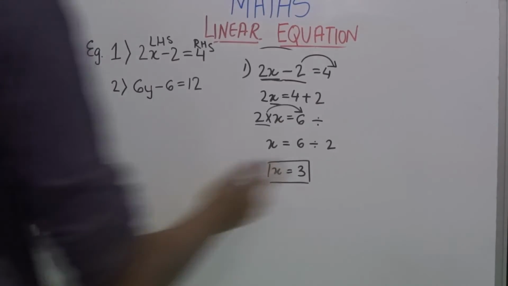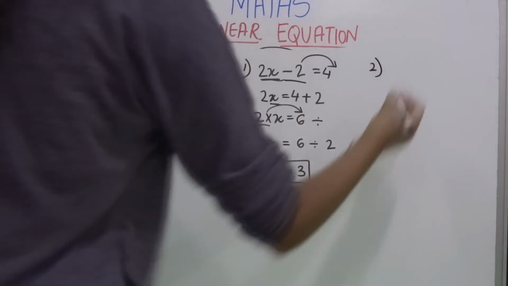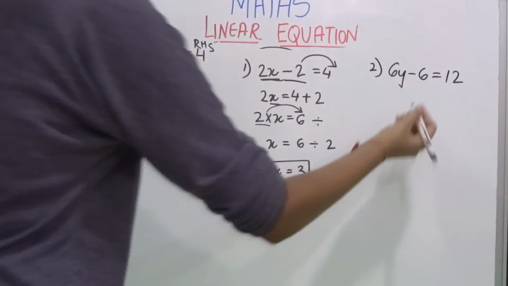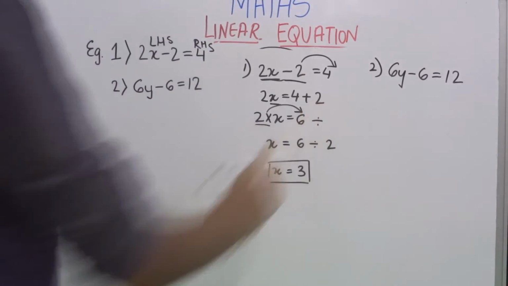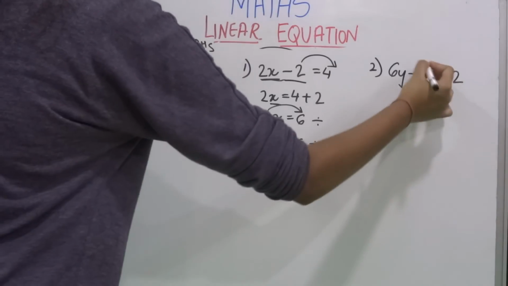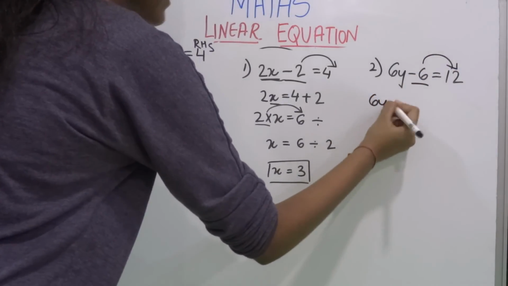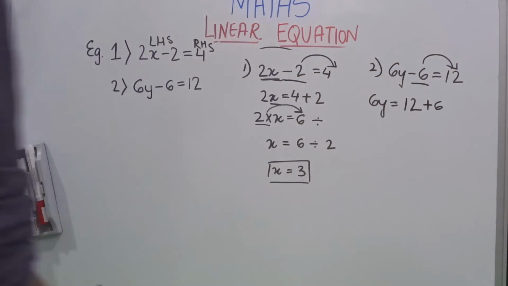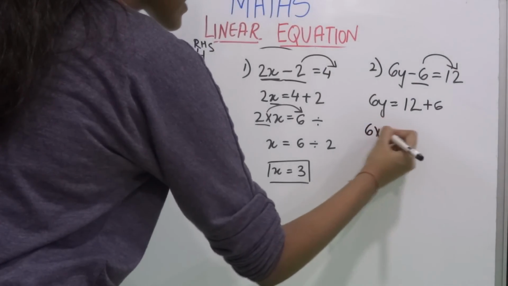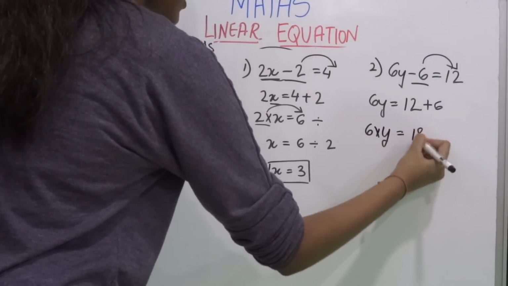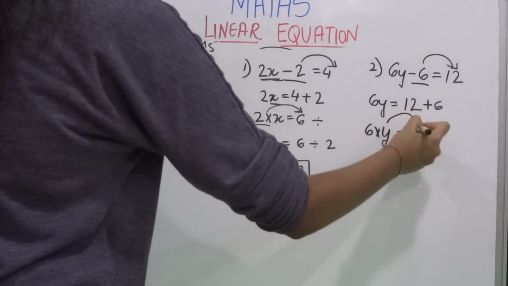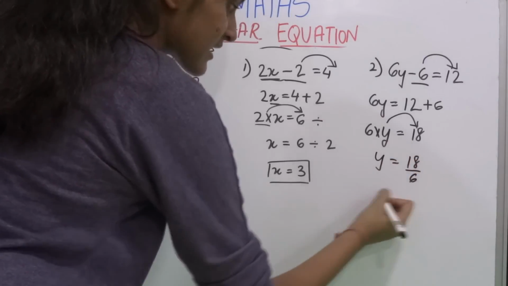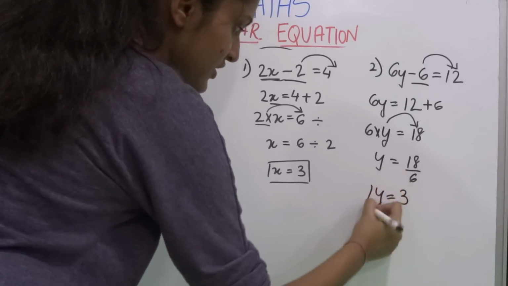Now let's take the second example of solving linear equations. 6y minus 6 is equal to 12. Now again here we need to first make the 6y alone. So we take this minus 6 to the right hand side. Now 6y is equal to 12 plus 6. Because this is minus, it goes there and becomes plus. Now the same thing is here. It is 6 into y. So when we move this multiplication sign towards the right hand side, we divide it. So y is equal to 18 upon 6, which is nothing but y is equal to 3.